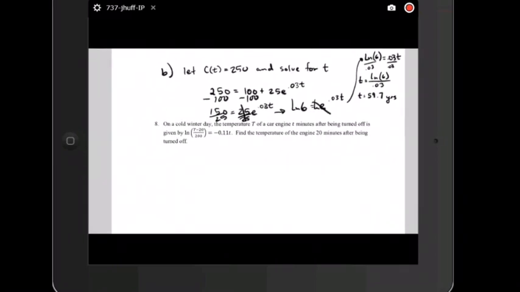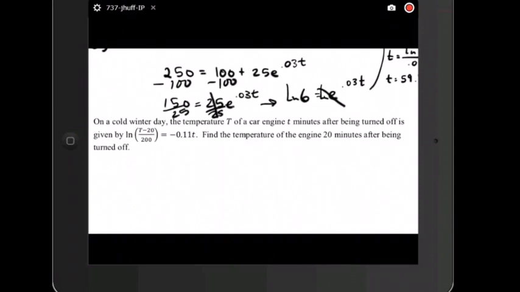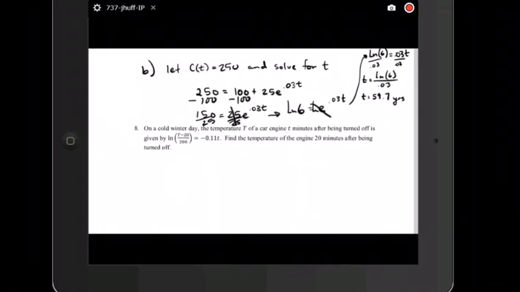Okay, question 8. On a cold winter day, the engine temperature turn-off is given by this equation. So we have two values of t. Big capital T is the temperature, and little t is minutes. Find the temperature of the engine. So that's finding big T. So find capital T when little t equals 20.